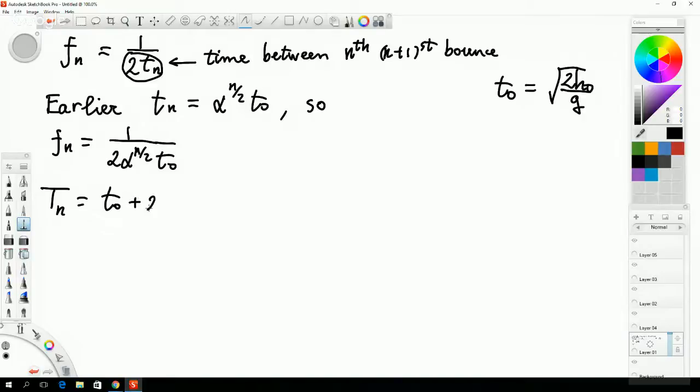T naught plus 2t1 plus 2t2. But this time it's not going to carry on forever. It's going to stop at some point. It's going to stop at, and I need to think a little bit about it. Do I need to write a tn here, a tn minus 1, or tn plus 1? I need to write a tn minus 1 because 2tn minus 1 is the time that it takes between the n minus first bounce and the nth bounce. So at the end of this time, we are at the nth bounce, and what we want is the time at the nth bounce.